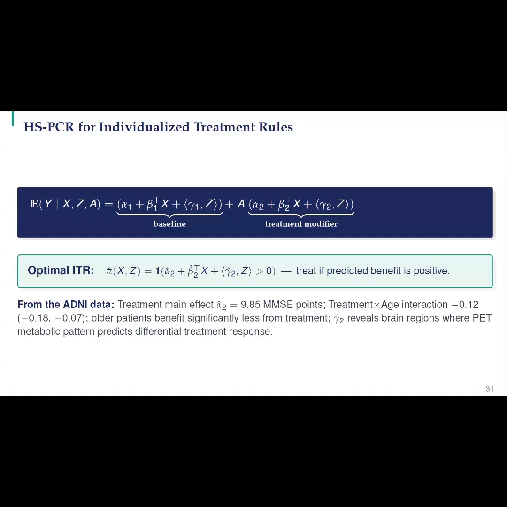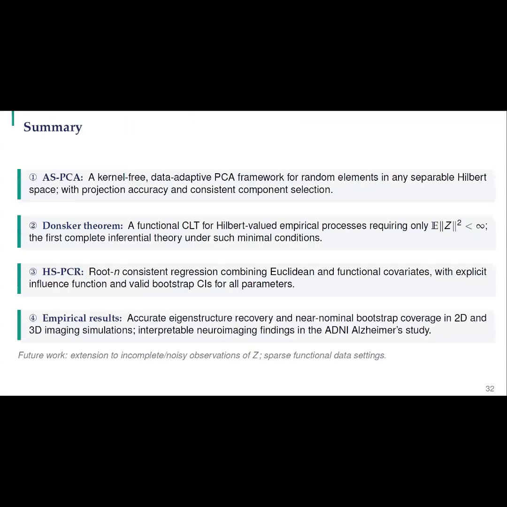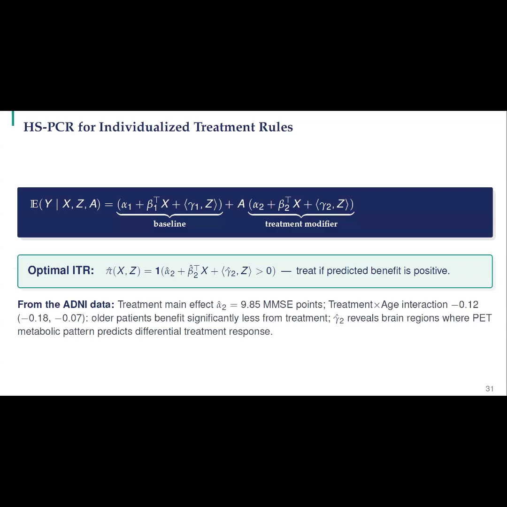The treatment main effect is pretty large. It's almost 10 MMSE points, which is clinically highly significant. The other parameters make sense. Gamma hat reveals a brain image where PET metabolic patterns predict differential treatment response. I'm not presenting that here, but this is actually our original motivation.